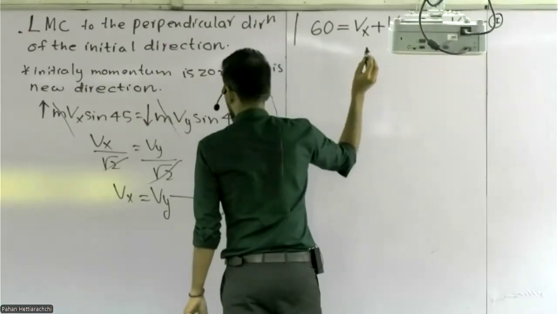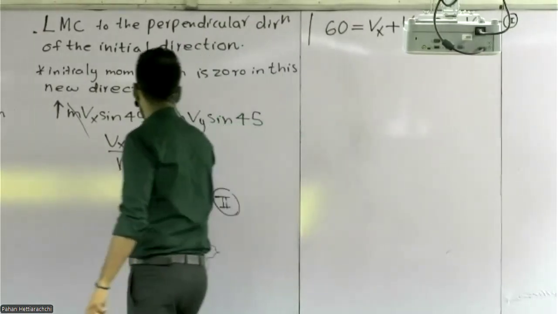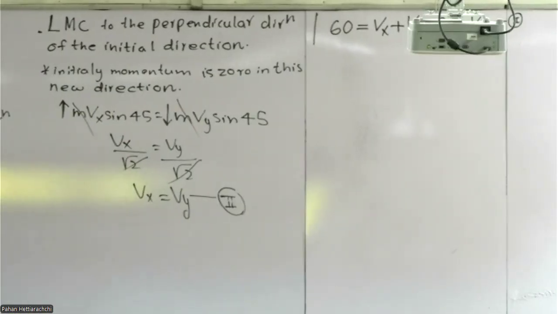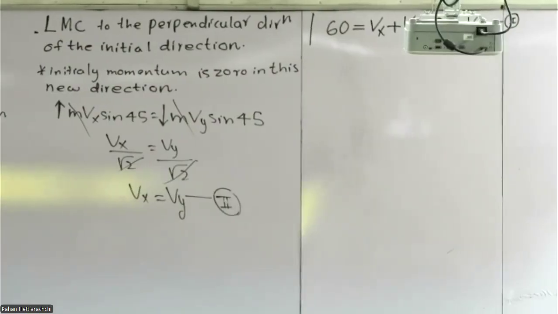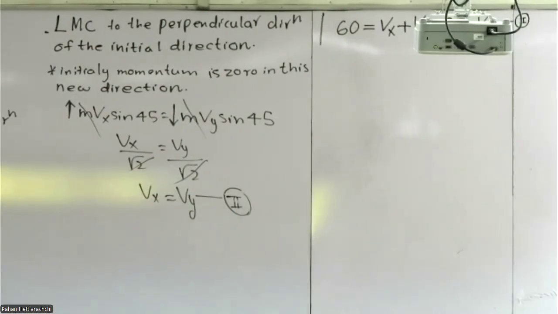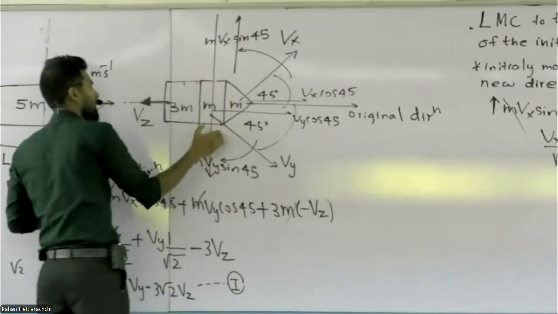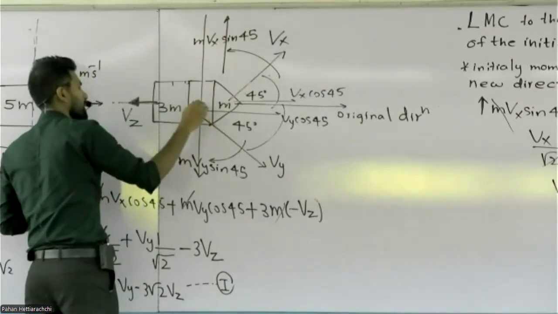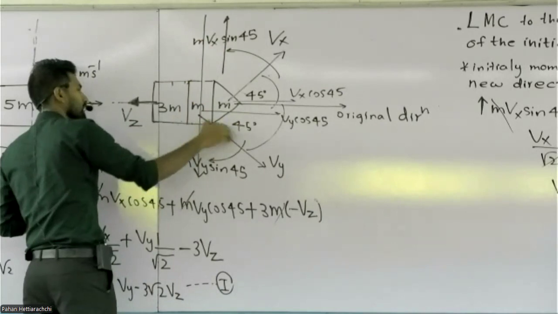Second equation, Vx is equal to Vy. Why? The momentum should cancel in the perpendicular direction. Correct? Here it is M. So in the perpendicular direction, M Vx sine 45. In the other direction, M Vy sine 45.